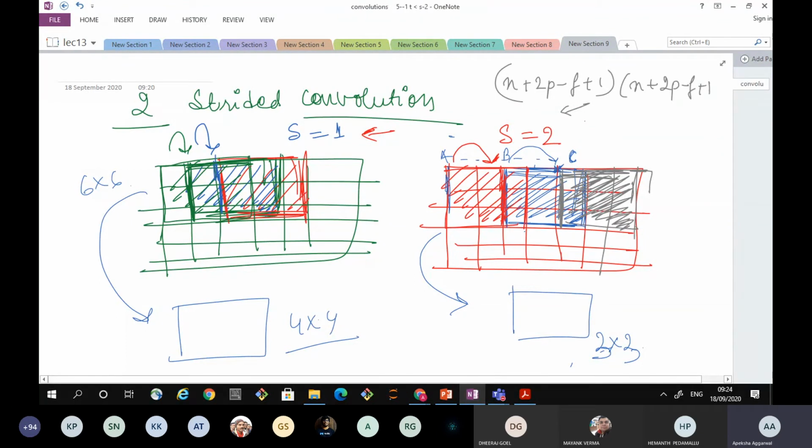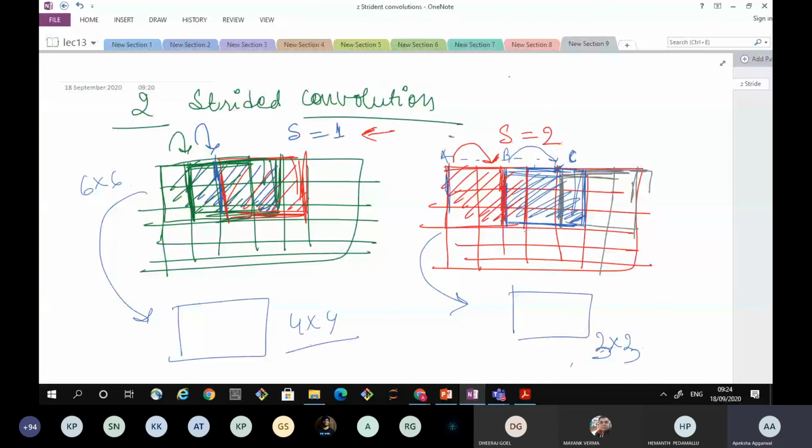So here this formula is changed to n plus 2p minus f by s plus 1. s is basically how much we are striding, cross again the same, n plus 2p minus f by s plus 1. So this is my formula for this new image.